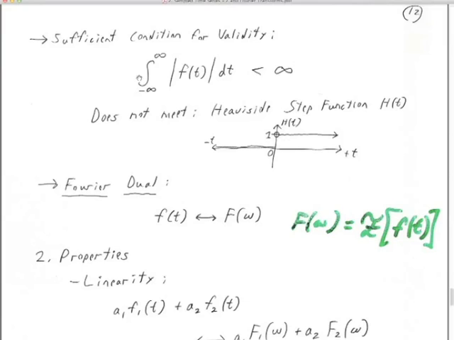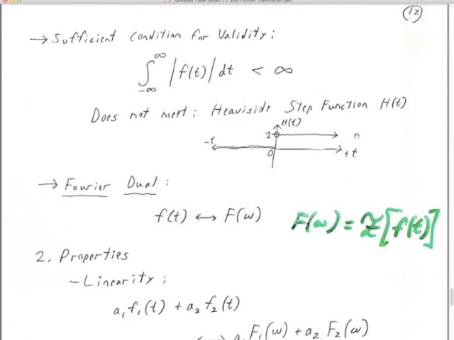So that's a sufficient condition for validity. Here's a function that does not meet that condition. It's a continuous function known as the Heaviside step function. The Heaviside step function is zero at all negative times, and then at zero time and forward, it is one. You can see that it is not a transient function. Out at infinite time, after the death of the universe, it's still one.